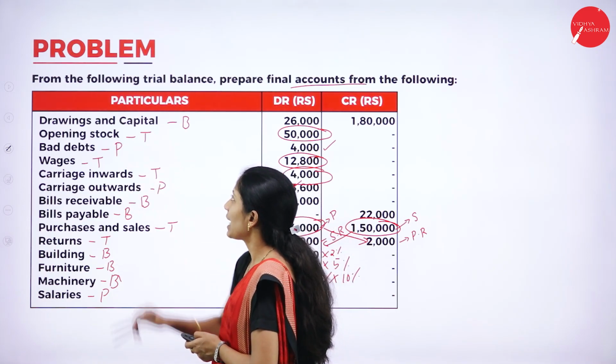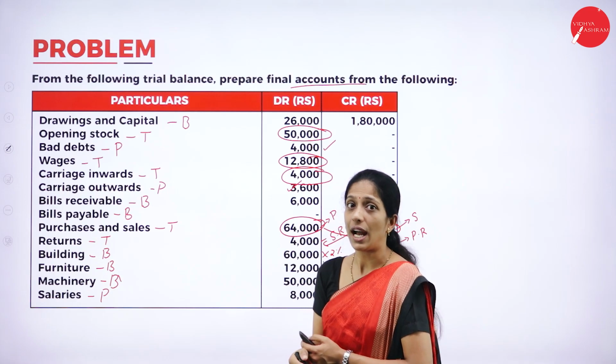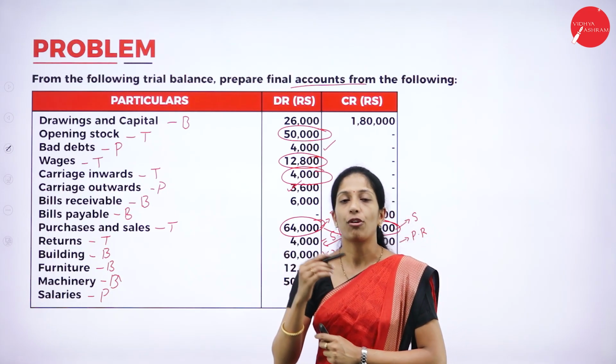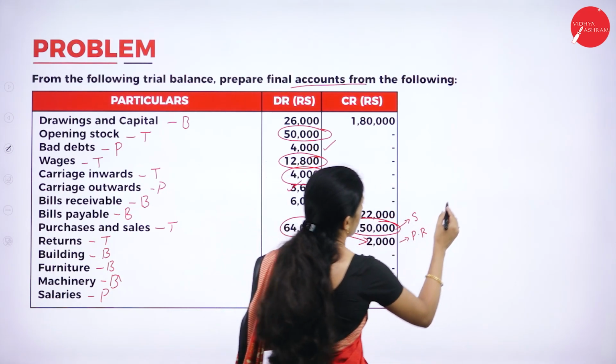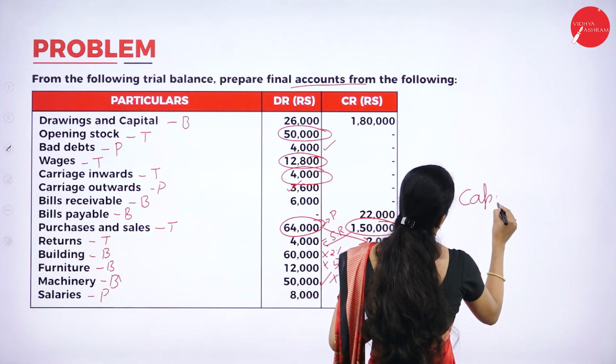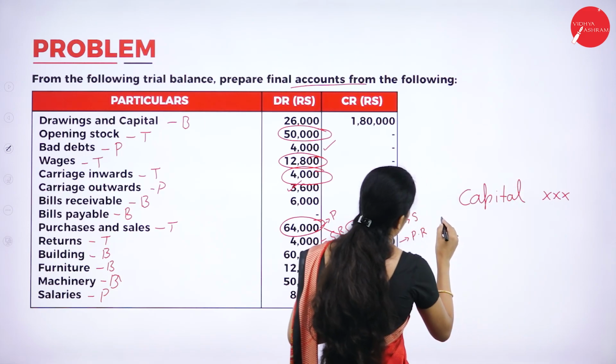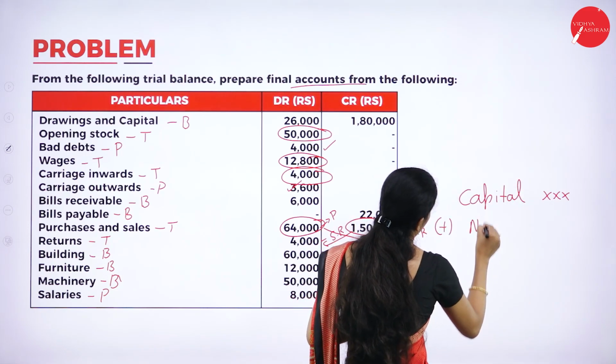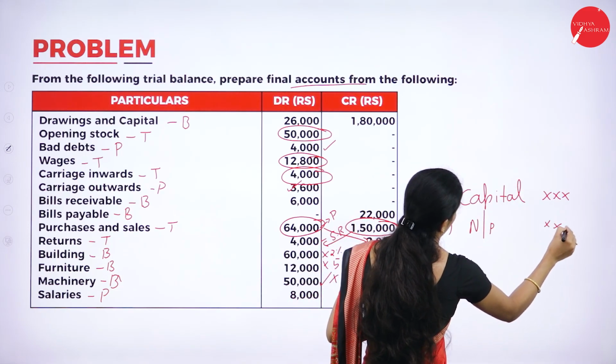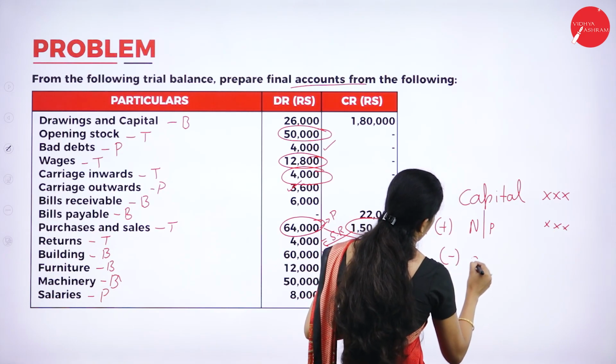So we have capital as well as drawing. As I told you, you have to make the adjustment. So how to make the adjustment? That is capital. And in this problem, there is no additional capital. So capital, add, we got net profit, minus drawings.